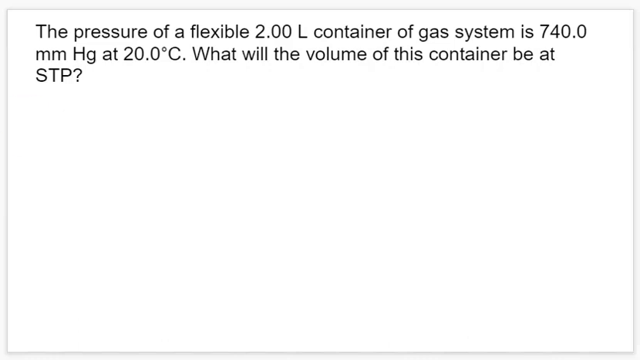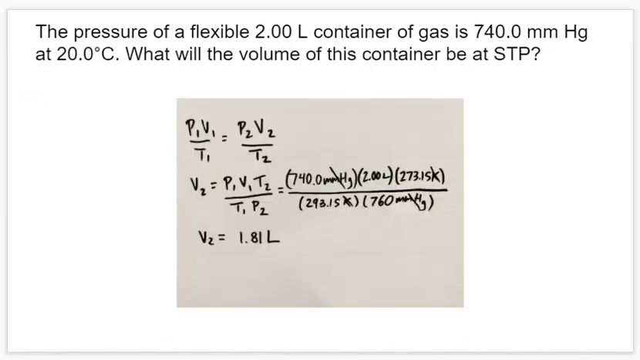So let's start solving. We're trying to figure out what the volume of the container is going to be under these new conditions. So we're solving for V2. And using algebra, we get P1 V1 T2 over T1 P2. Then we can plug everything in. Our initial pressure was 740 millimeters of mercury. Our initial volume was 2 liters. And we have a flexible container this time, so the volume will change. Imagine the gas is contained within a balloon or something like that.